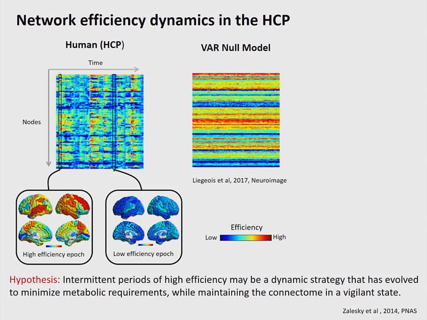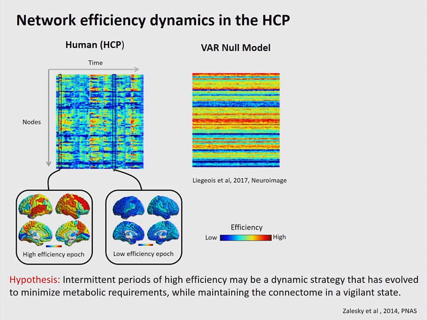I should point out though that Raphael, one of our speakers, has recently published some work on a more sophisticated null, a multivariate vector autoregressive, and shows that it's much harder to reject the null with this more sophisticated null model. I won't go into the details of that here.